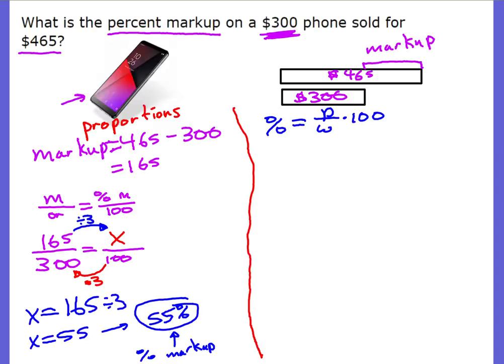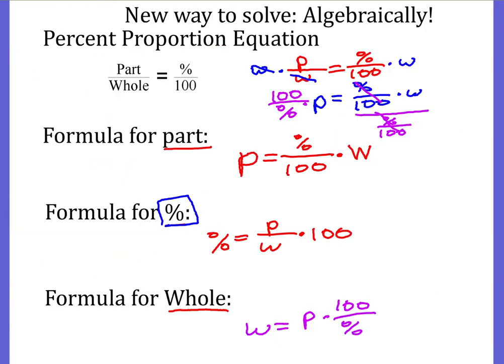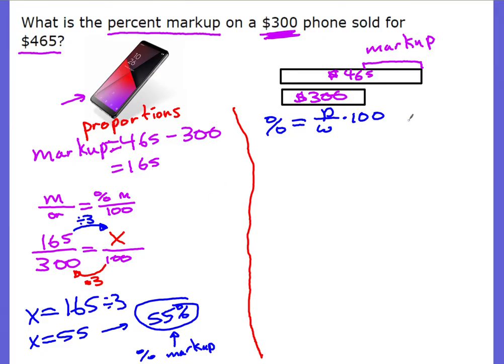So hold up, my screen disappeared for a second. Oh, we're back. Okay. What I'm going to do here is plug in the values that I know, but I'm going to tweak it first. So percent markup is equal to the markup over the original times 100. We're just going to tweak that original formula. Part here is the markup, whole is the original, percent is the percent markup. So same way I tweaked my original proportions, I just tweaked this.